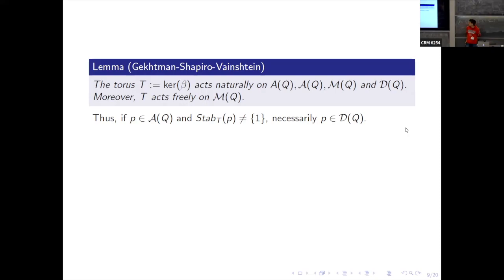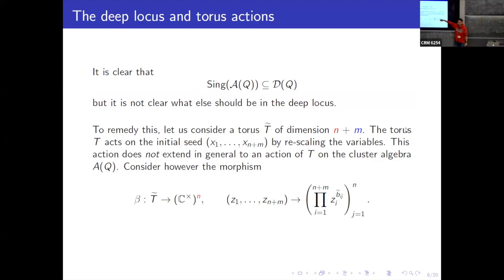This action preserves the cluster manifold, and therefore it also preserves the deep locus. Moreover, and this follows almost by definition, this torus acts freely on the cluster manifold, because it is a subtorus of a torus that already acts freely on a cluster torus. Okay.